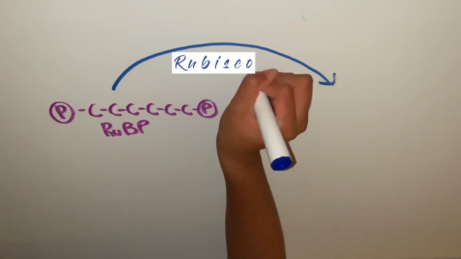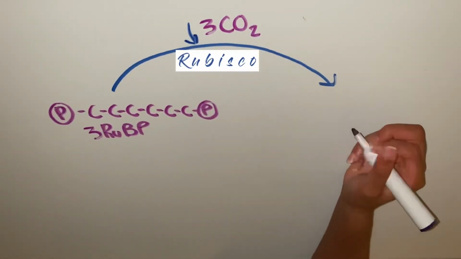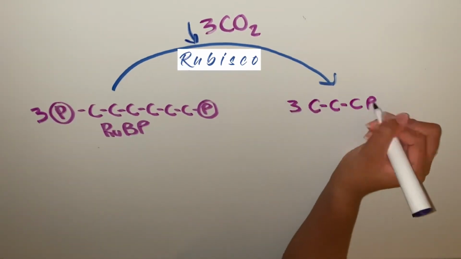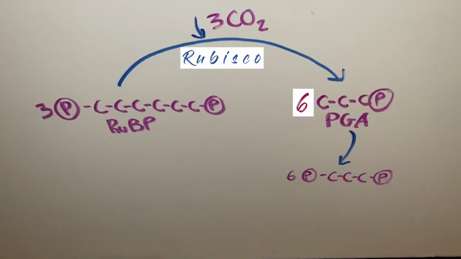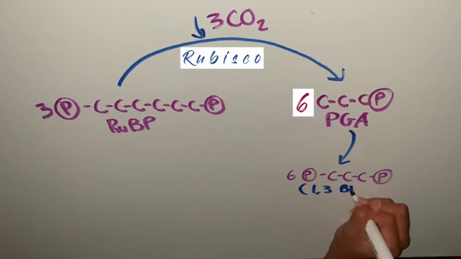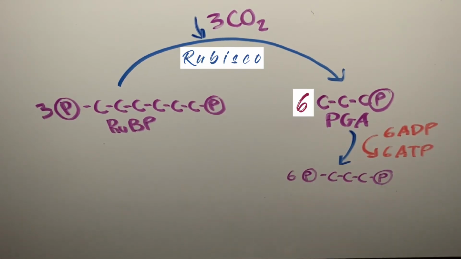It starts when 3 carbon dioxide molecules enter the cycle and are attached to 3 ribulose bisphosphates with the help of the enzyme Rubisco to form 6 3-carbon compounds named 3-phosphoglycerate or PGA. Then 6 ATP are used to add a phosphate group to the molecule, producing 6 1,3-bisphosphoglycerate or 1,3-BPG.